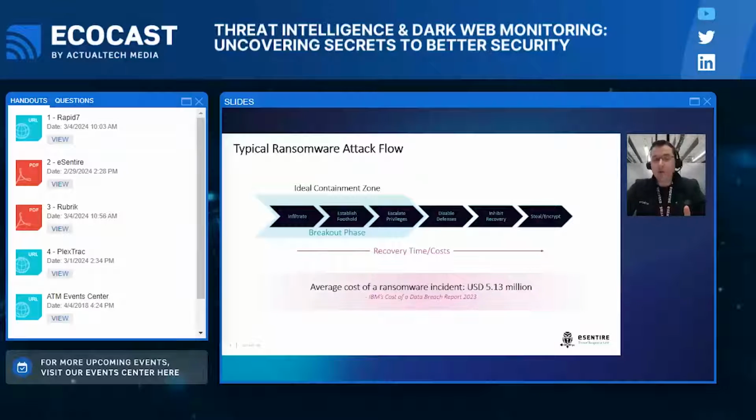So let's start by breaking down a typical ransomware attack into 6 parts. We start with infiltration, gaining access to the network, establishing a foothold, privilege escalation, disabling defenses, inhibiting recovery, so destroying backups or encrypting backups and whatnot, and then stealing and or encrypting data. Now, for the sake of time, I'm not going to go through all of these. Just know that with today's ransomware attacks, the goal is often complete dominance of the network.